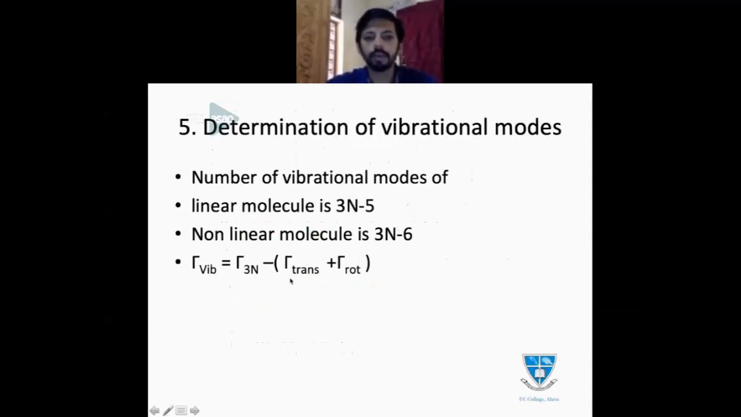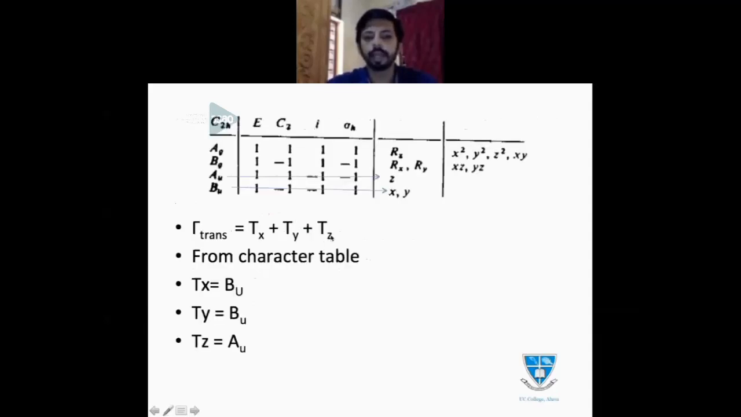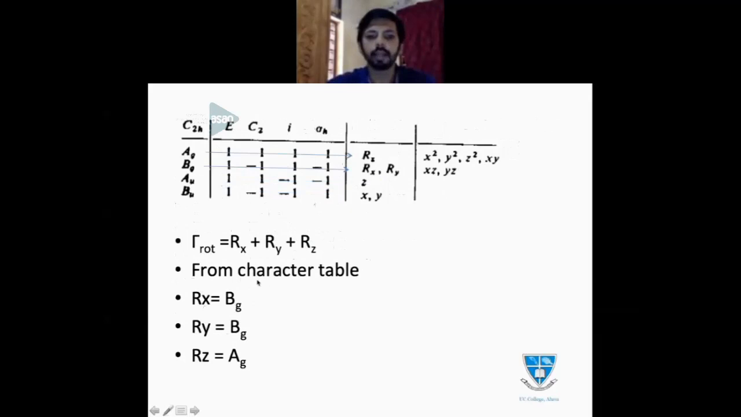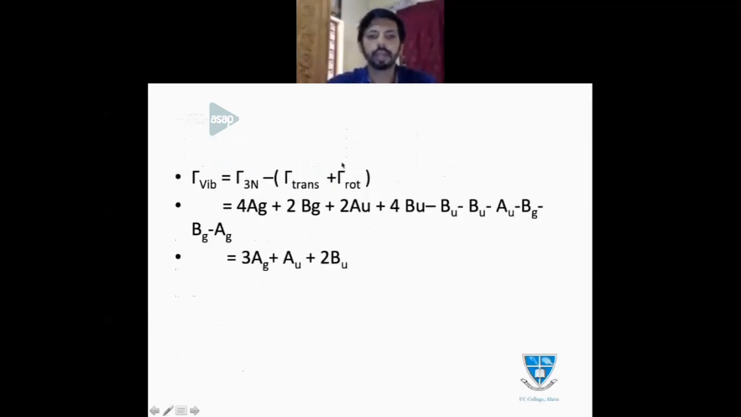Then the vibrational modes, gamma 3N minus translation minus rotation. So Tx, Ty, Tz is equal to Bu plus Bu plus Au. Rx, Ry, Rz is equal to Bg, Bg, Ag. So the vibrational modes will be gamma 3N minus gamma translational minus gamma rotational, that is 4Ag plus 2Bg plus 2Au plus 4Bu. If we subtract all these translational and rotational modes, we will get 3Ag plus Au plus 2Bu.